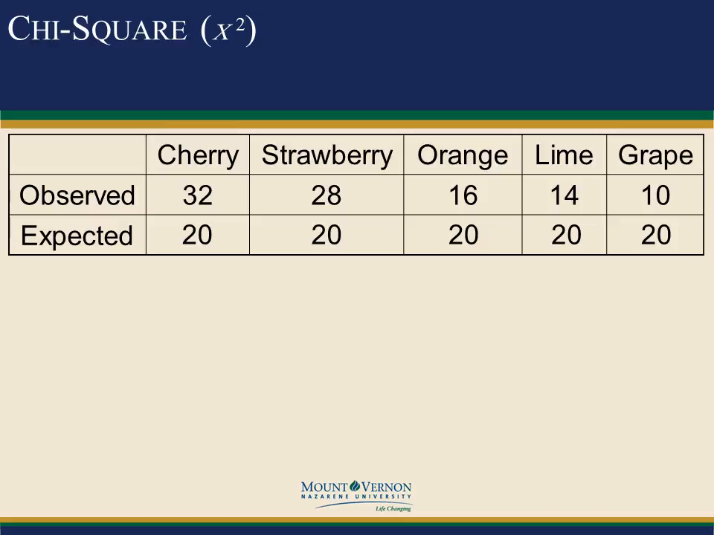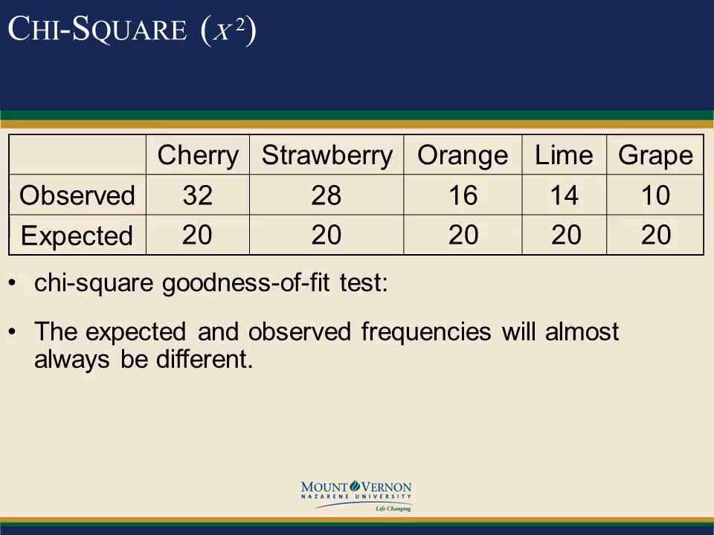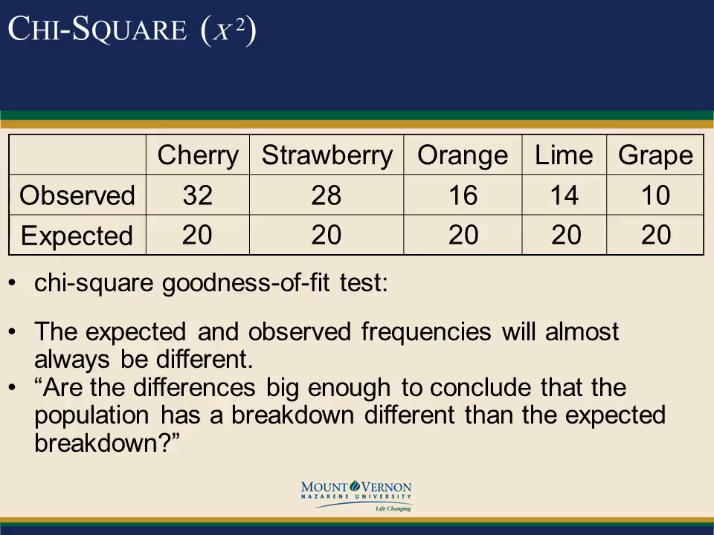Now, if indeed we expect all of the frequencies to be the same, then of the 100 people, we should expect 20 of them to prefer each of the flavors. Because of random chance, the expected and observed frequencies will almost always be different, and we want to know whether or not those differences are big enough to conclude that the population has a breakdown different than what is expected.